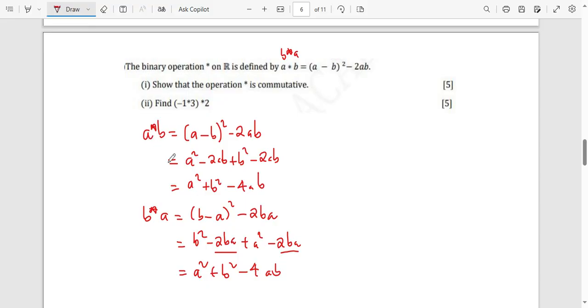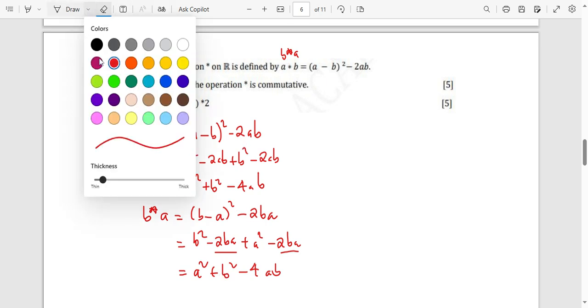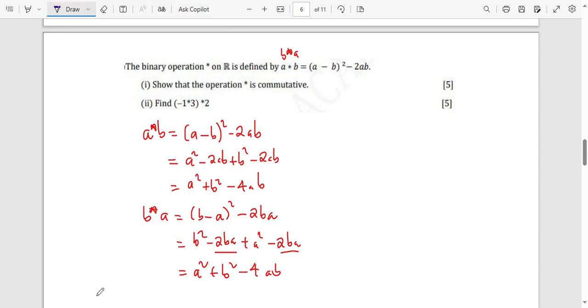So can you see that A star B is this, B star A is this, they are the same. So you need to now make a conclusion. Since A star B is equal to B star A, that means that the operation star is commutative on the set of real numbers. Does that make sense? Are we moving together?